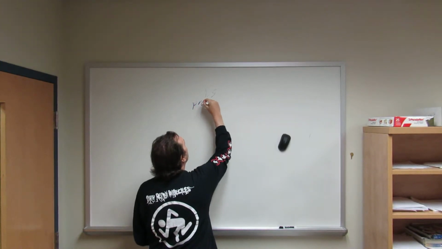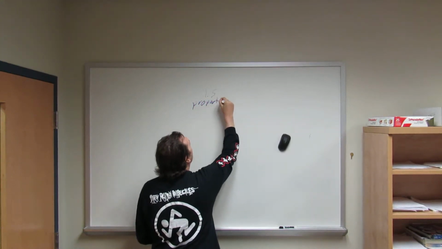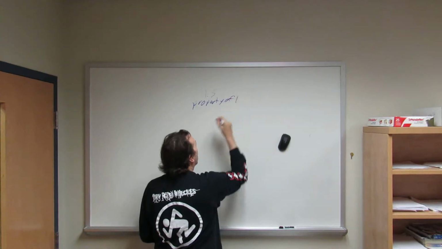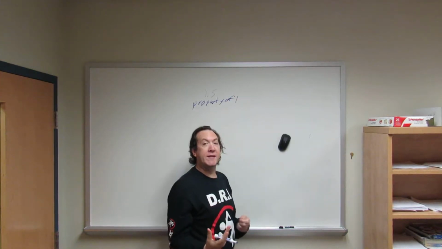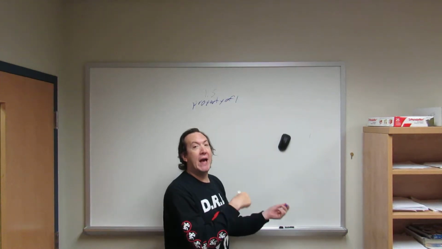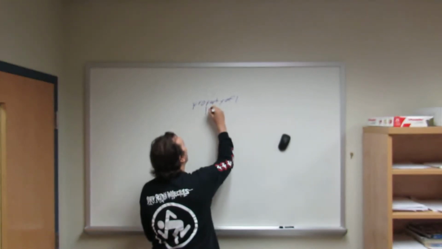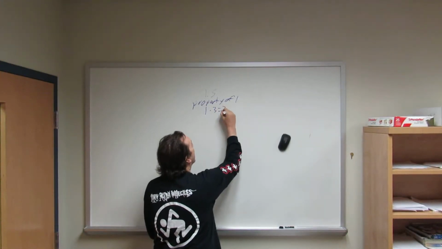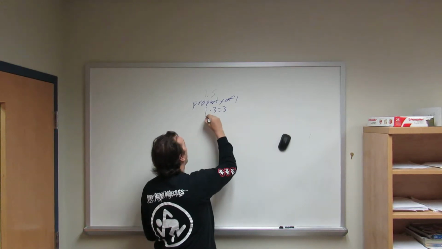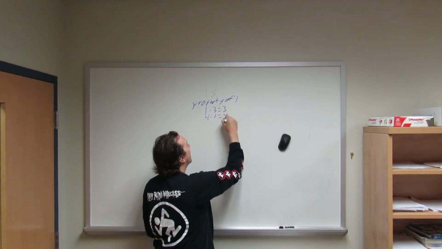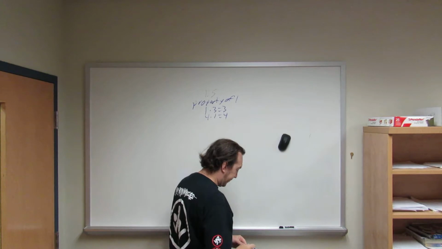And then we have the property of 1. So that means 1 times anything equals that anything. So like 1 times 3 equals 3, or 4 times 1 equals 4.